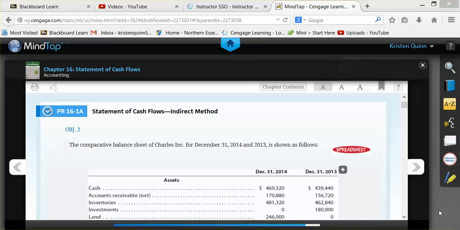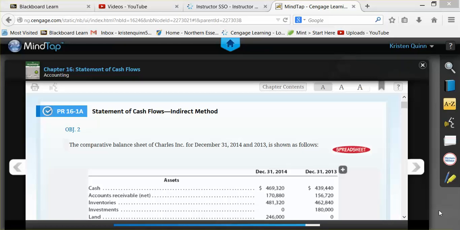In this exercise, we'll be doing problem 16-1A that you can find in your textbook on page 766. We are going to do a full statement of cash flows using the indirect method. The information that's given to us at first is a comparative balance sheet from December 31st, 2013 and December 31st, 2014.